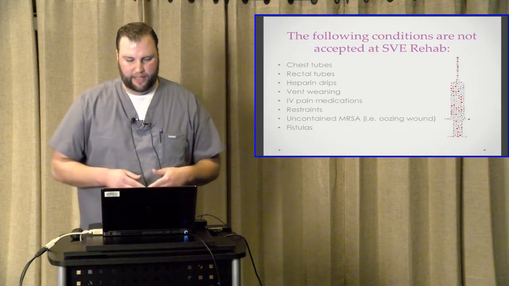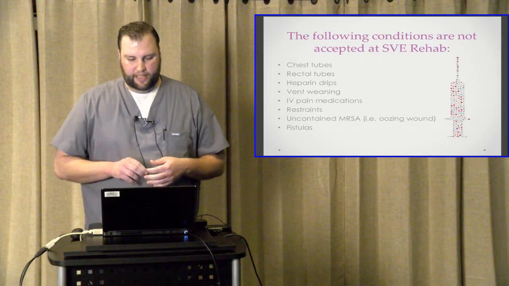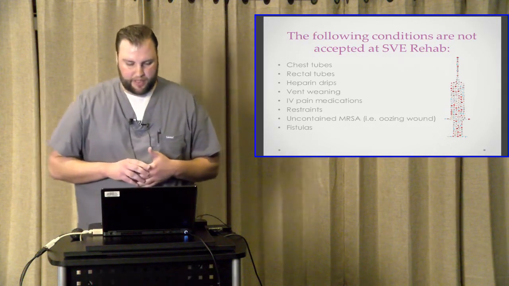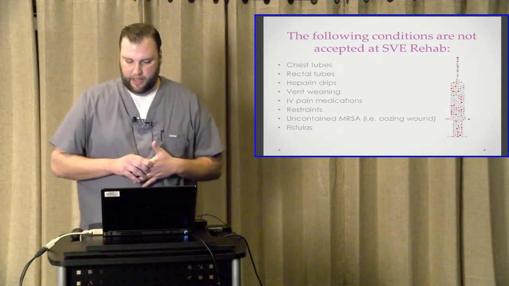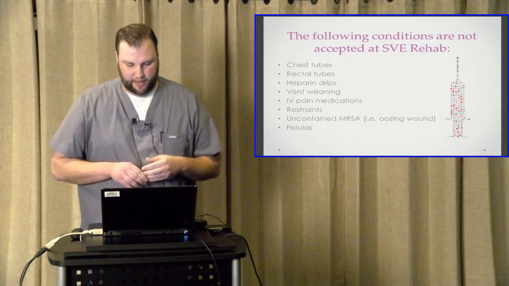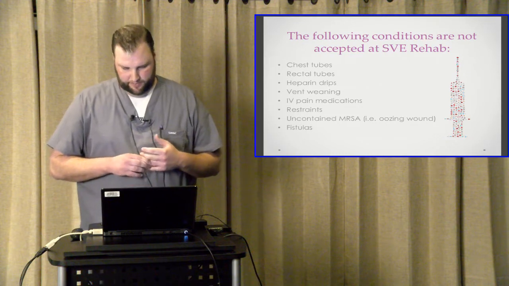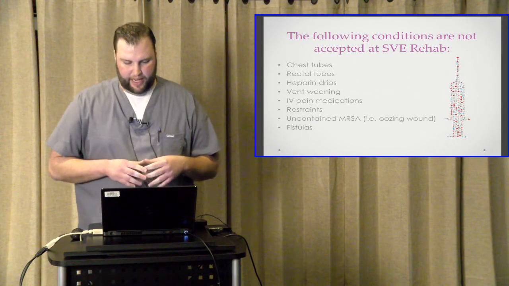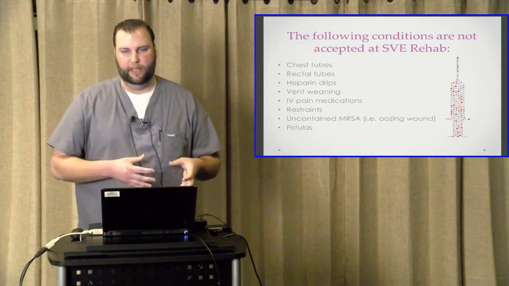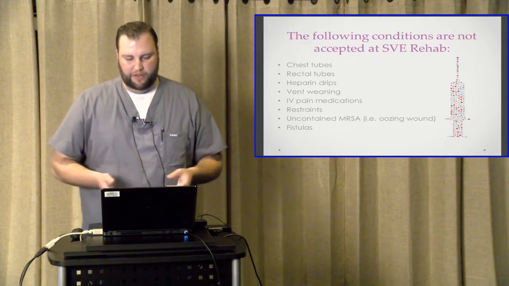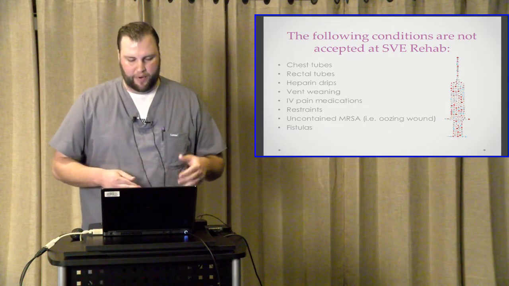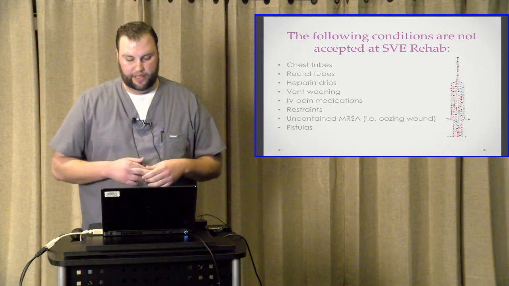So the following are, again, conditions where we cannot accept them to rehab: chest tubes, rectal tubes, heparin drips, vents, IV pain medicine, restraints, and uncontained MRSA infections and fistulas. It's really important to get those things addressed. Again, all these things point to a more medically unstable patient. The patients that have chest tubes in are probably not medically stable. The patients on heparin drips need to get off those and onto some type of long-term anticoagulation if that's indicated.